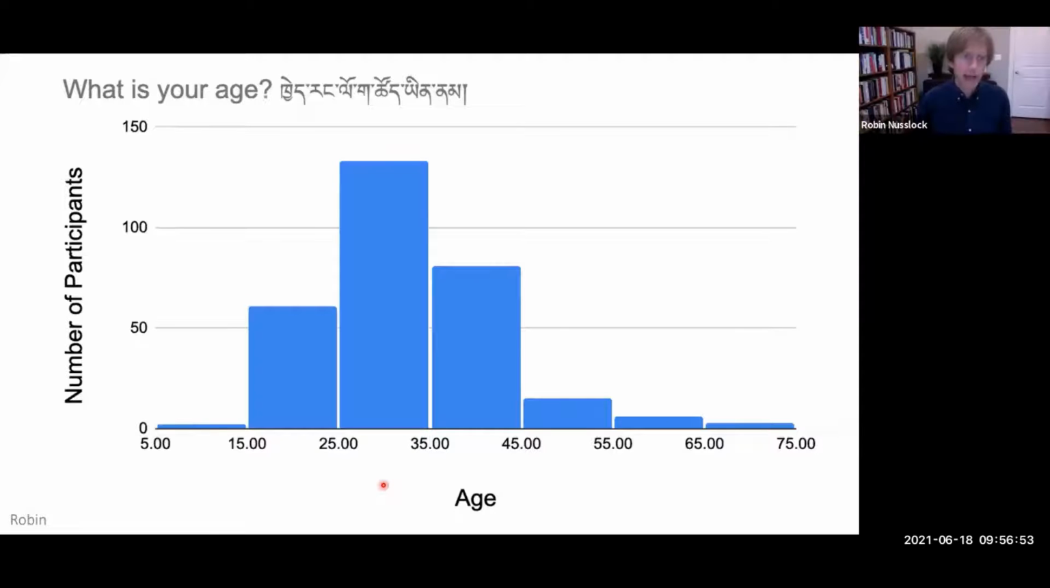And the vertical axis, which reads number of participants, that shows you the number of participants in each of those age bins that completed the questionnaire.